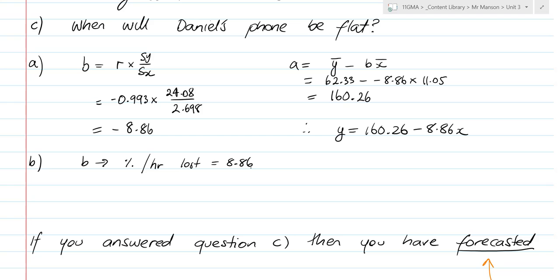What about A? A is the intercept, 160.26. What does A represent? It represents the intercept. Does it make sense for this to be the intercept, 160? It doesn't make sense. Why is it okay that that is the intercept?